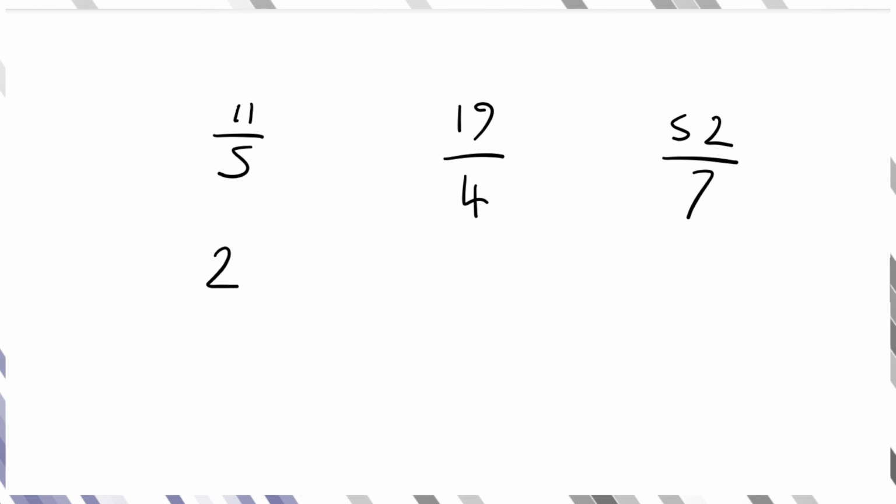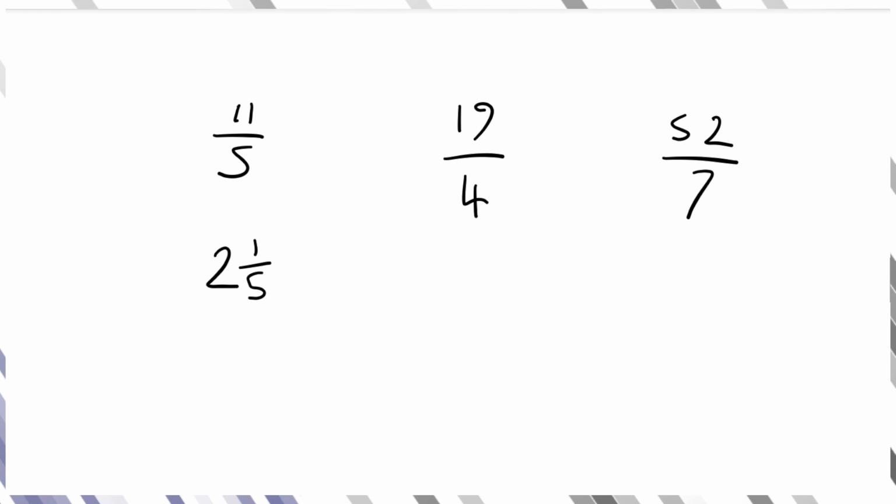Let's do a couple more examples. Let's say 11/5, 19/4, and 52/7, because why not? Alright, so 11 divided by 5 is 2, and there's 1 left over because 2 5's are 10. And the 1 goes over whatever the denominator was, the denominator being the bottom number. So 11/5 is 2 1/5. 11/5, 2 1/5, same thing.